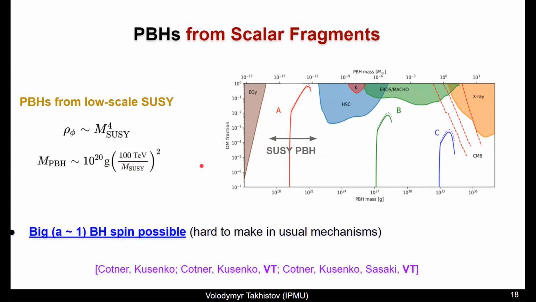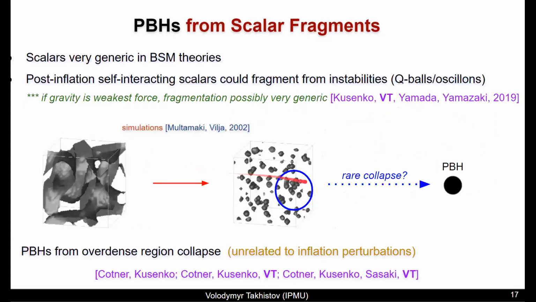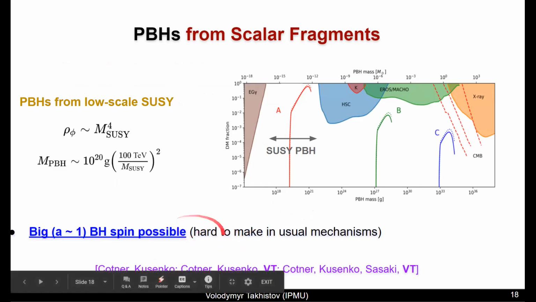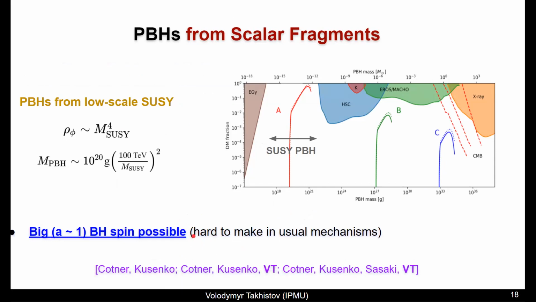But one interesting feature that I would like to highlight about this possibility is that you can make, with this mechanism, black holes with a high spin. In usual formation mechanisms, this is not so easy, but here the basic argument is that a lot of the pieces are flying together, and each piece has some angular momentum. So actually, it is likely that such a scenario results in black holes with big spin. So that is an interesting feature. And this is a whole class of scenarios.